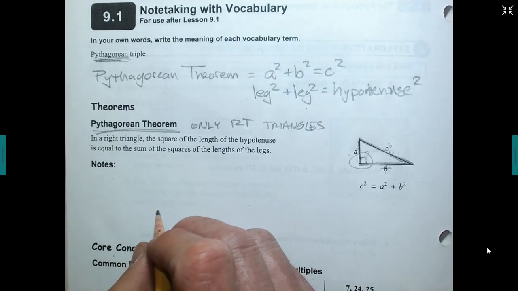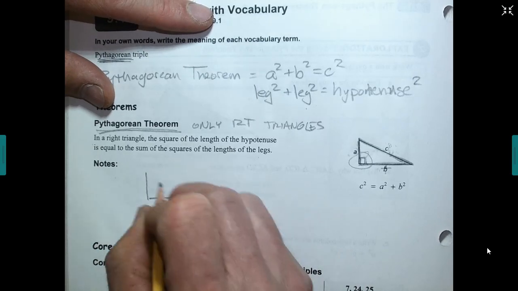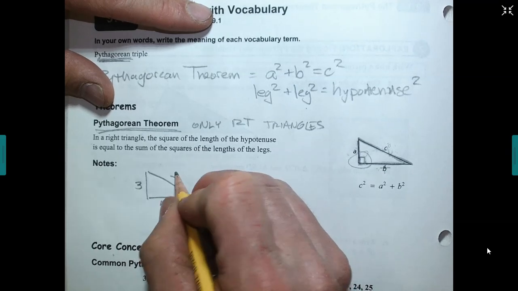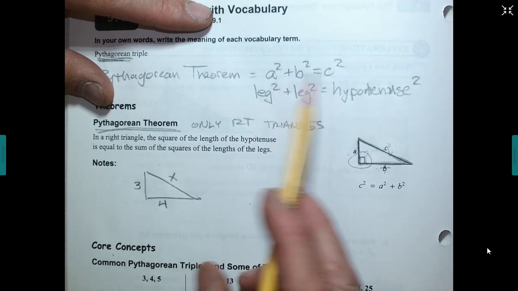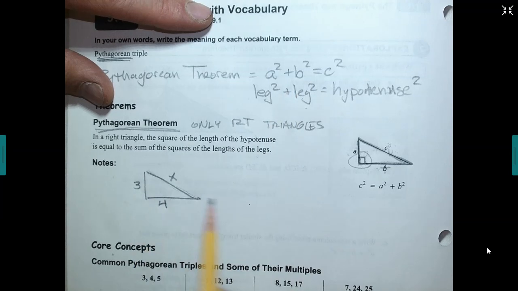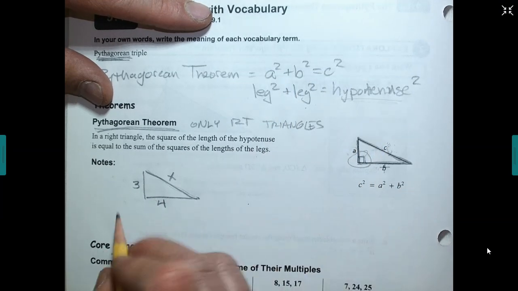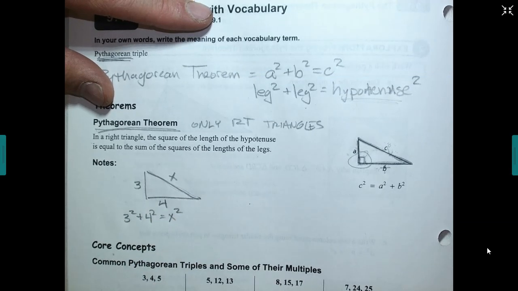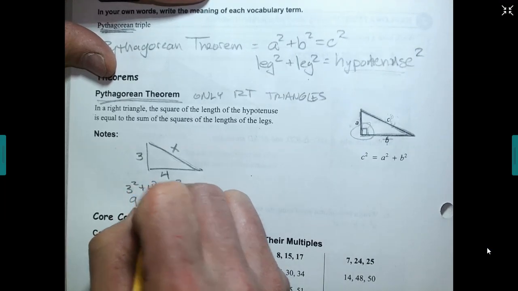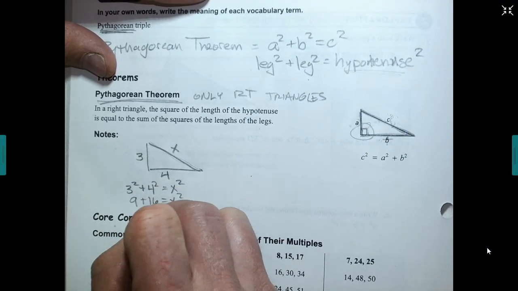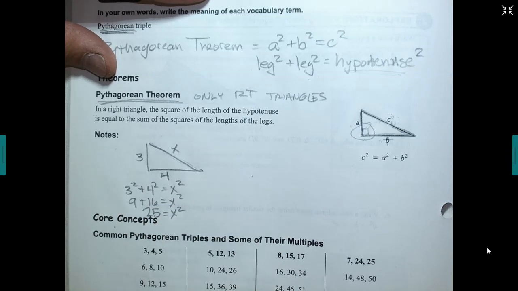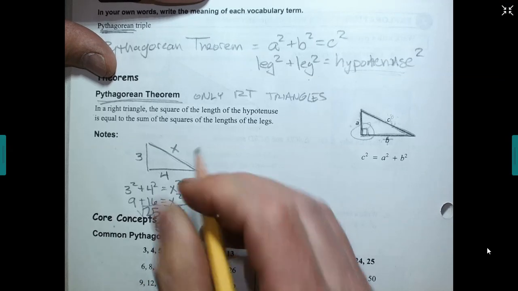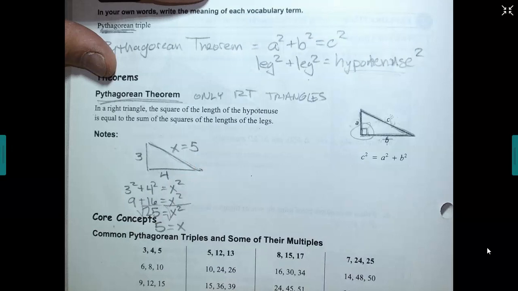Now, let's do two examples. Let's say we had a 3 and a 4, and we want to know what x is. Well, there is no x in here. Oh, but x is on the hypotenuse. So we know that 3 squared plus 4 squared equals x squared. 9 plus 16 equals x squared. 25 equals x squared. And then I have to square root both sides, and x equals 5. So this side is 5.